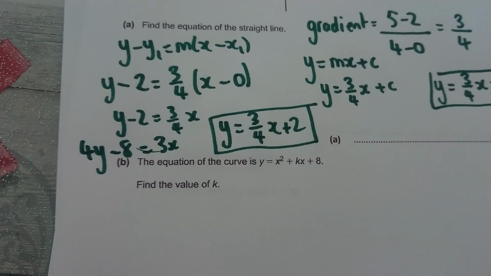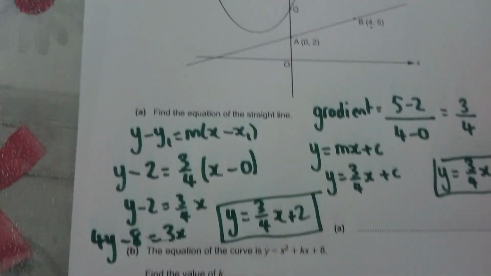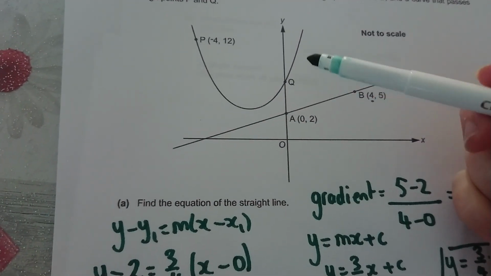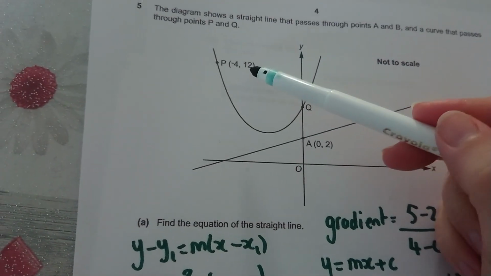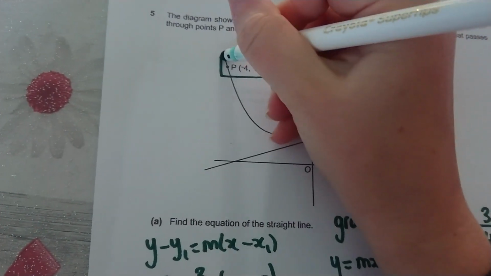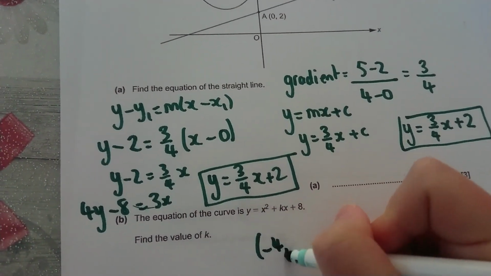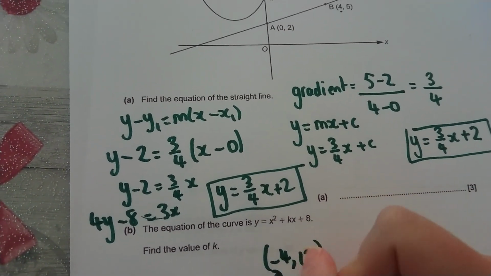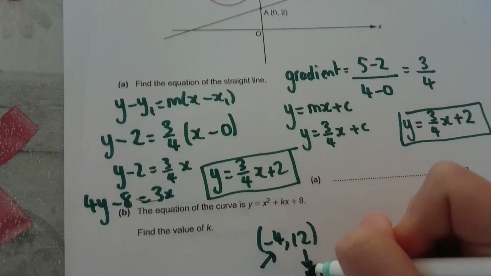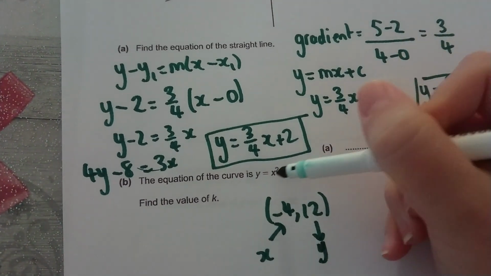Right, so then the equation of the curve is y = x² + kx + 8. So when we have a look at the curve, the only thing really that we know about this is that it goes through (-4, 12). So it's got to be something to do with that point, because we've done absolutely nothing with that yet. So if it goes through (-4, 12), that is my value of x, and that is my value of y. So I'm going to substitute those into this equation here.